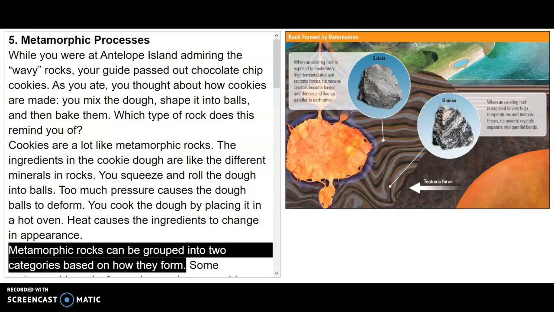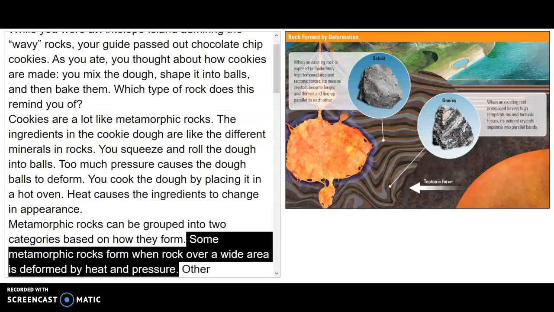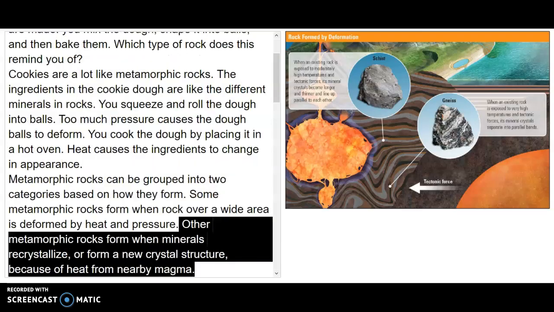Metamorphic rocks can be grouped into two categories based on how they form. Some metamorphic rocks form when rock over a wide area is deformed by heat and pressure. Other metamorphic rocks form when minerals recrystallize, or form a new crystal structure, because of the heat from nearby magma.